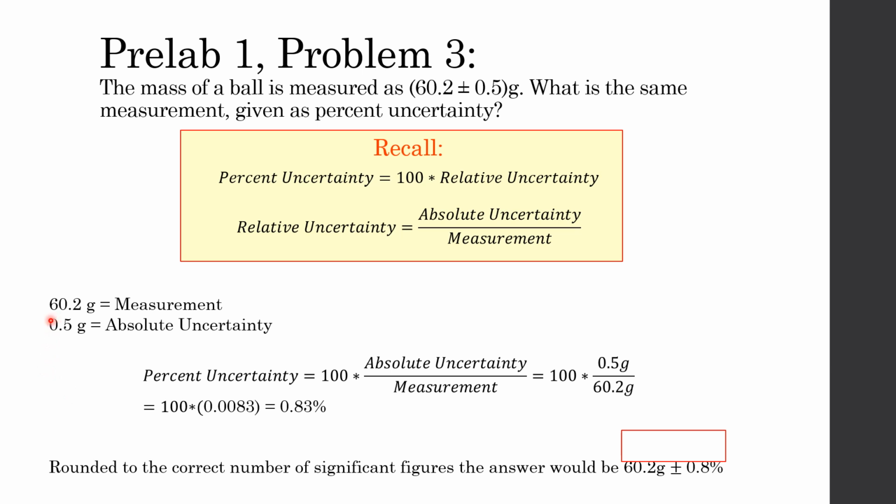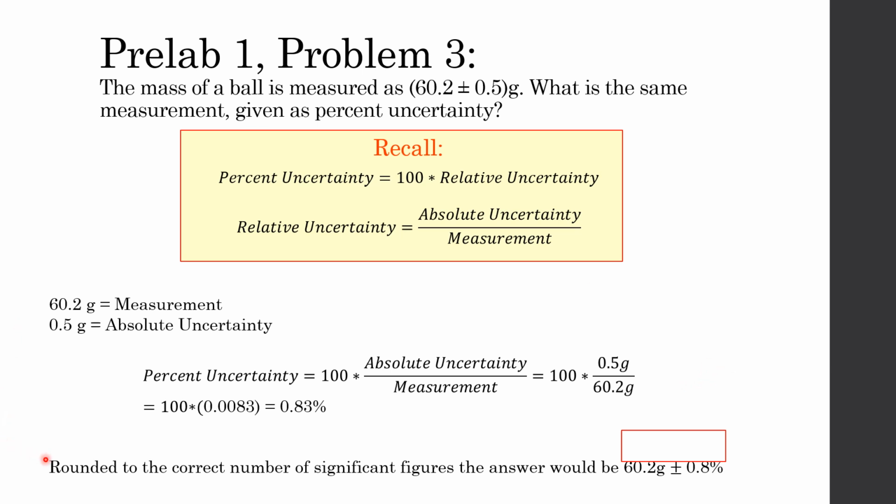Okay, so 60.2 grams, that's our measurement, that's this one here. 0.5 grams, that's our absolute uncertainty, that's this one here. So to find percent uncertainty, we're going to multiply that fraction by 100. So absolute uncertainty divided by the measurement, or 0.5 grams divided by 60.2 grams. When we multiply out, we end up getting that this is equal to 0.83%.